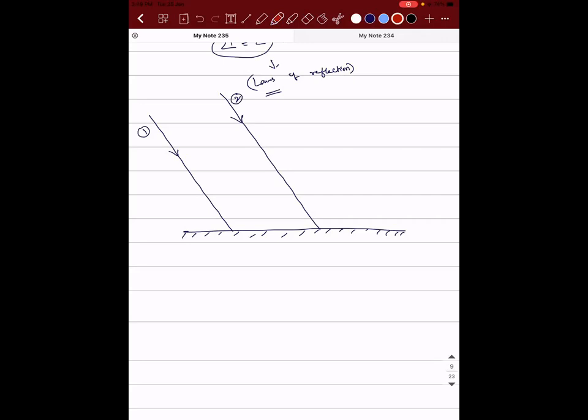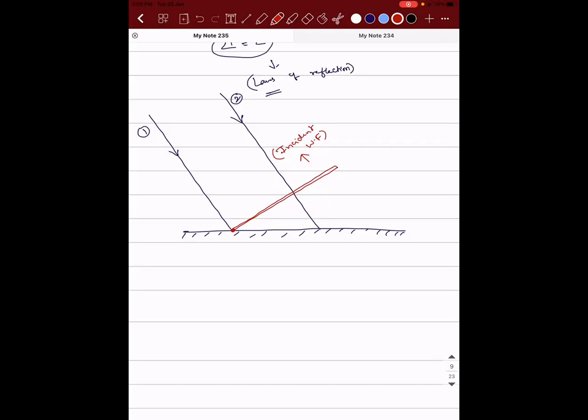Imagine you throw a stone into this water, then what will happen? That stone will start generating wavefronts, like this. What is the name of this wavefront? Is it the incident wavefront or the reflected? It is incident, because this wavefront is perpendicular to the incident ray. This is the incident wavefront.